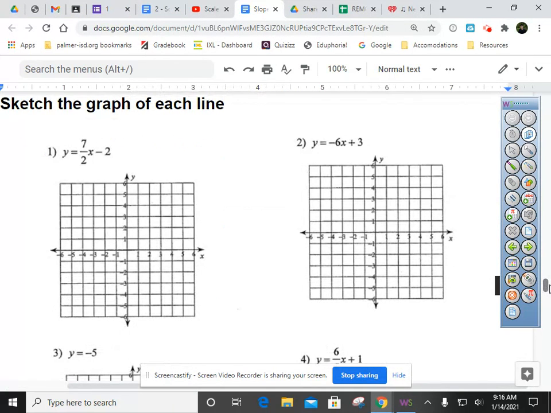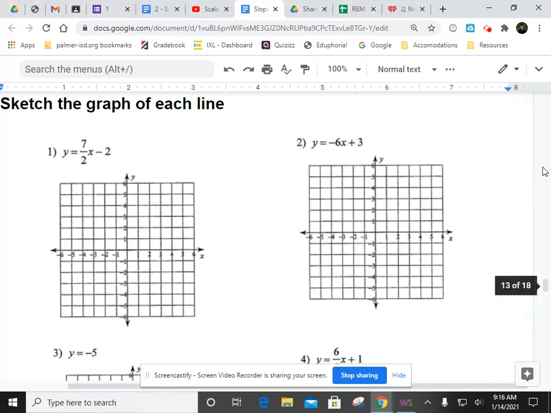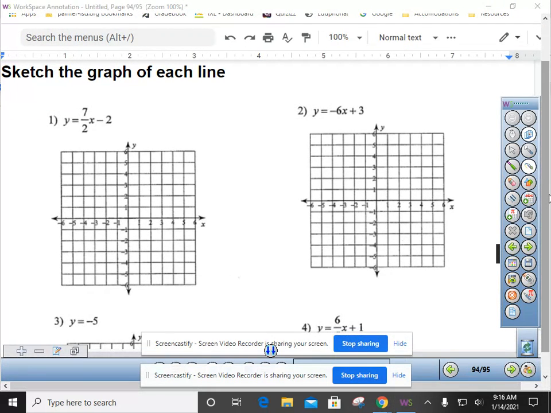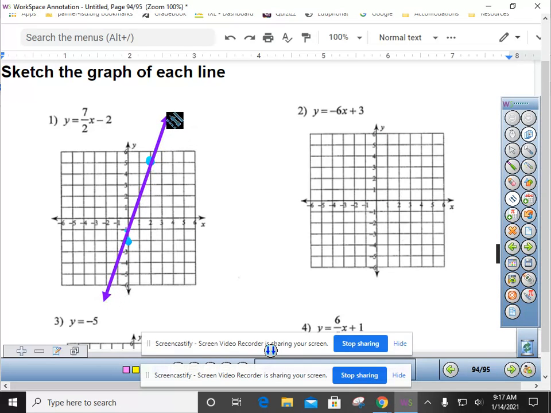We're going to sketch the graph of each one of these lines together. What is on number 1? What is the y-intercept? Negative 2. Put a dot there like you mean it. What is the slope? 7 over 7. So what are we going to do first? Go up 7. 1, 2, 3, 4, 5, 6, 7. Then we're going to do what? 1, 2. And then you're going to take your straight edge and connect the dots.